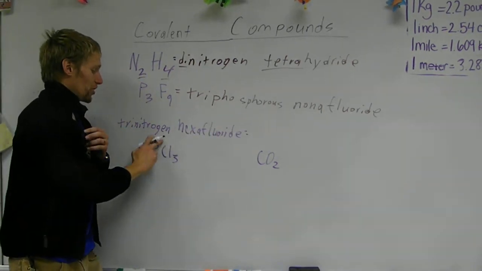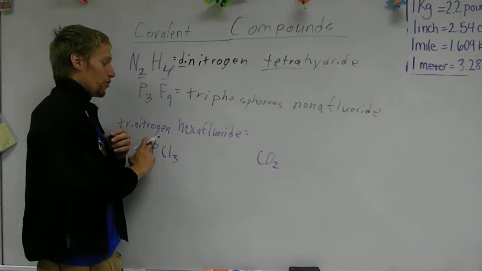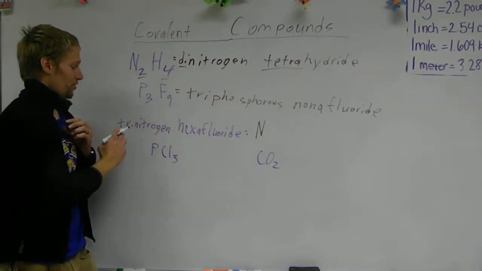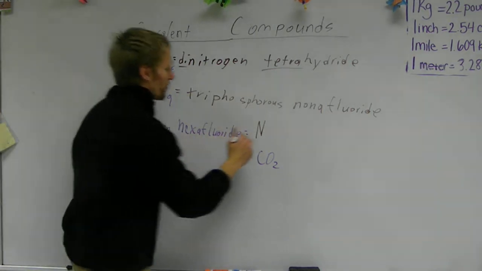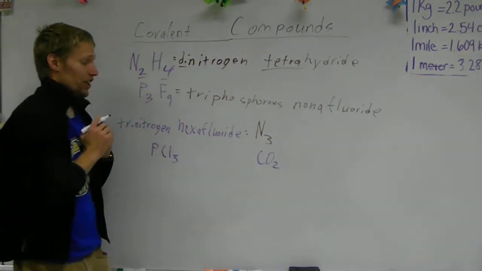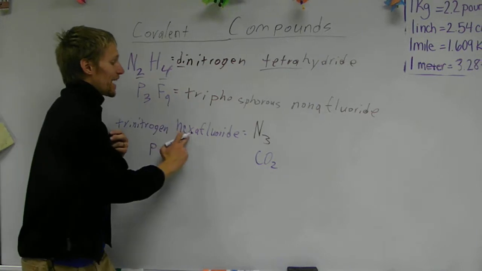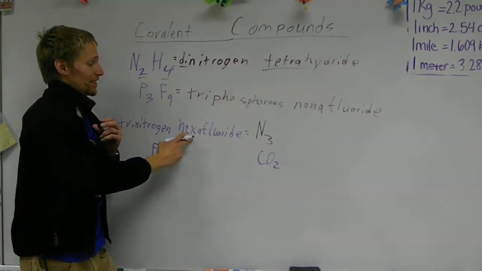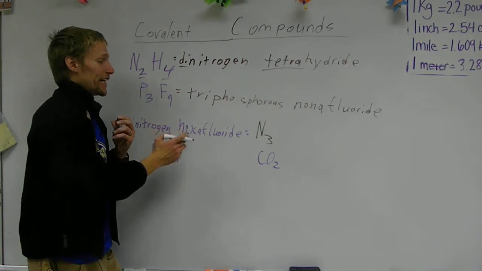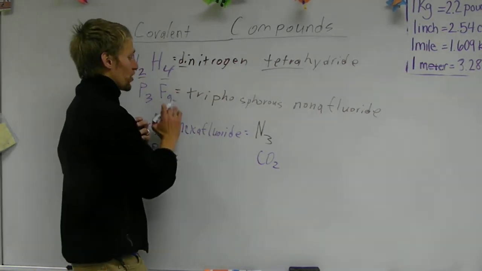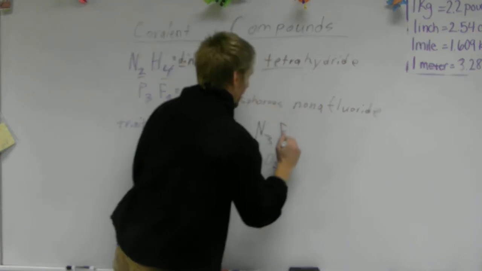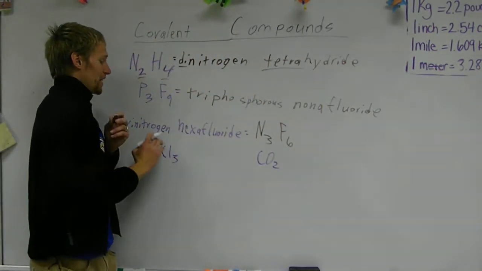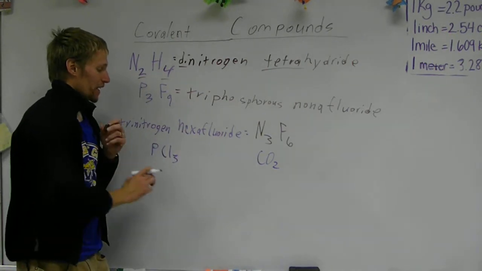So trinitrogen. First you see the element is nitrogen. So we do N. And then we use the prefix to get our subscript, 3. So trinitrogen and 3. And then hexafluoride. Hexa, we should know, is 6, just like a hexagon. And then fluoride, we just saw up here, was F. So F, and then we have 6 of them. So N3F6. So trinitrogen hexafluoride.